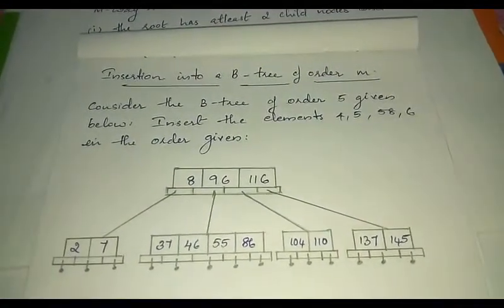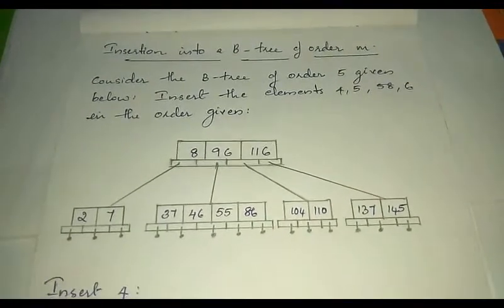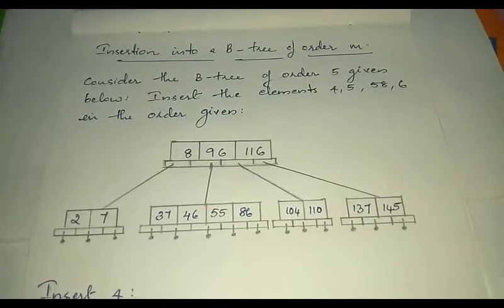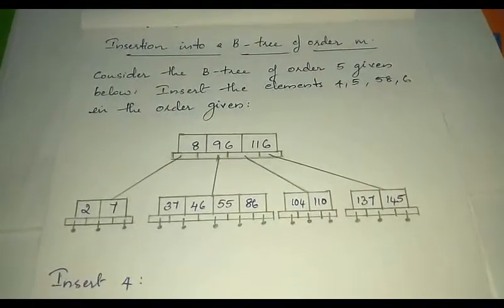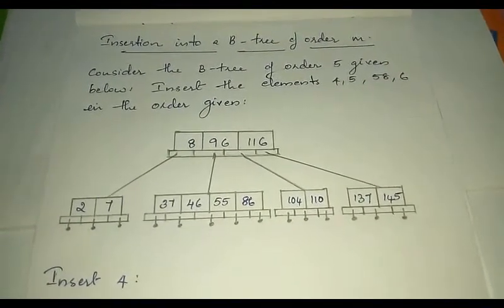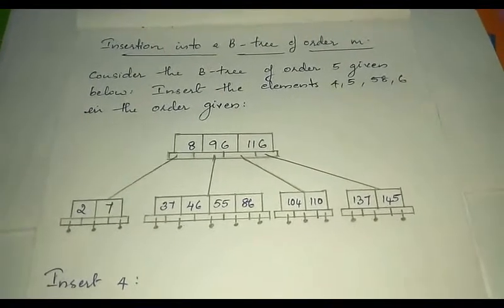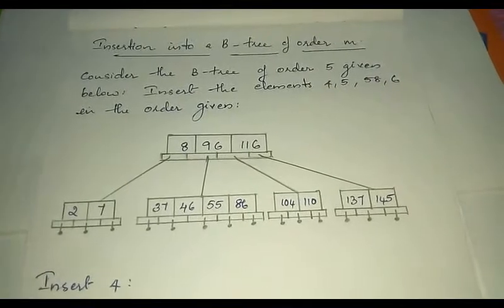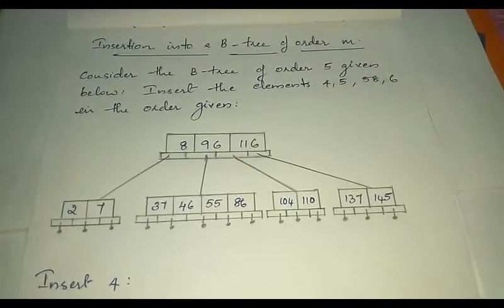Insertion in B tree. Now consider the given B tree of order 5. We'll insert the elements 4, 5, 58 and 6 in order so that we can see how the B tree is going to be self-balanced, how it will self-balance after insertion.